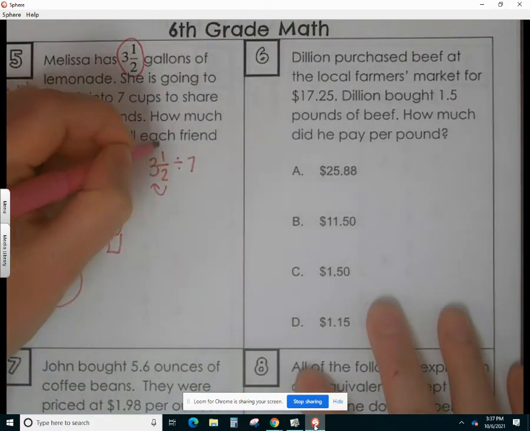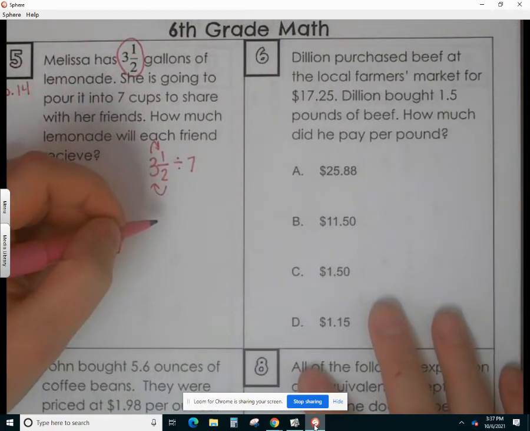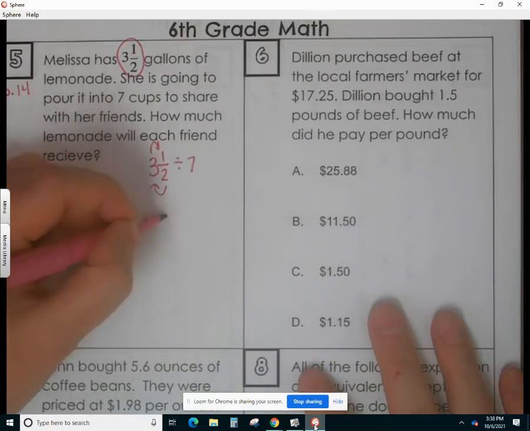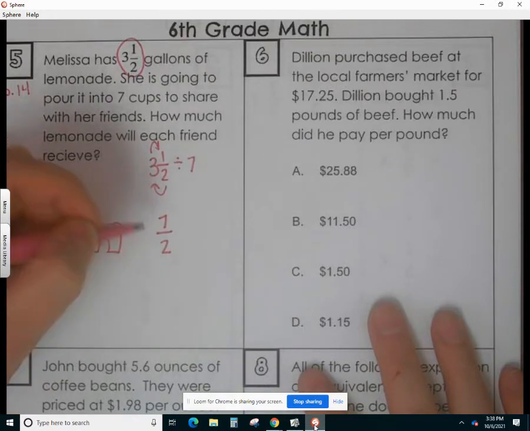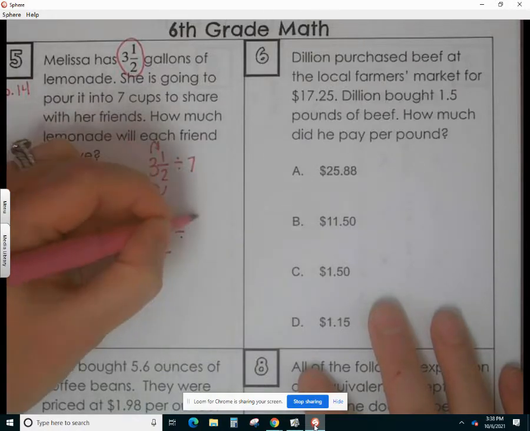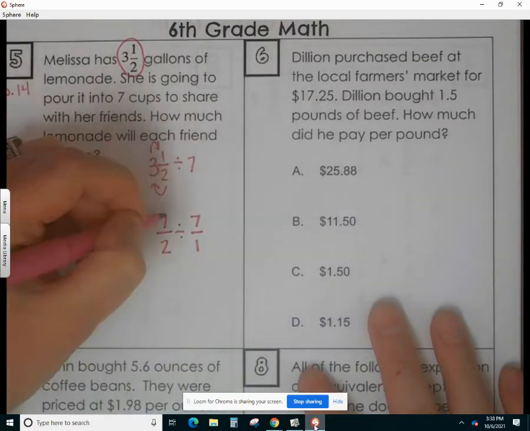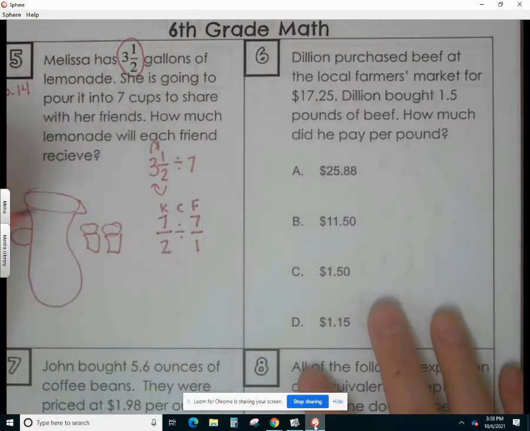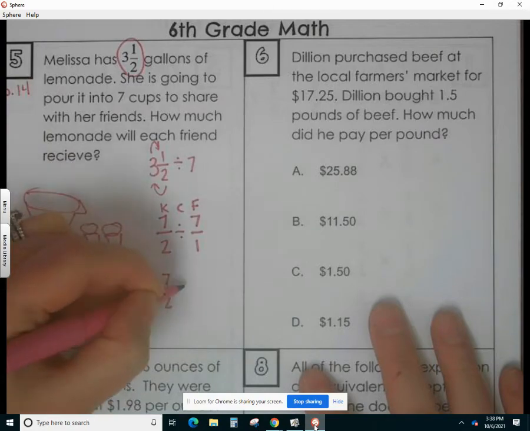First thing we have to do here is MAD. Multiply, add, denominator stays the same. 2 times 3 is 6, plus 1 is 7. Denominator stays the same. If we have a whole number, we put it over 1. And then our strategy is keep, change, flip. So we keep this one, we change to multiplication, we flip that one.